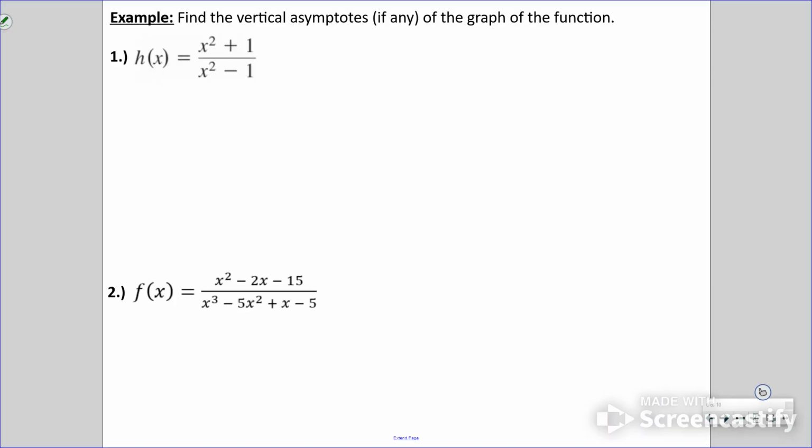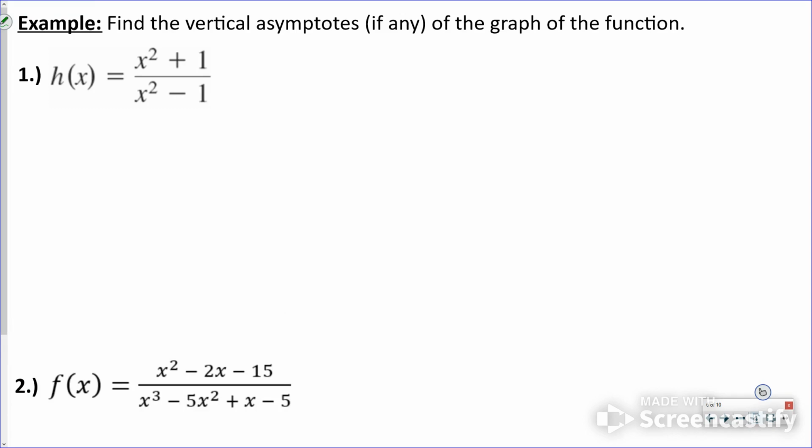So it says, find the vertical asymptotes, if any, of the graph of the function. So you know how to do this the pre-calculus way, okay? You would normally factor your numerator, factor your denominator. The top doesn't factor. It's prime, a sum of squares, but the bottom does. And then anything that's left on the bottom of these are vertical asymptotes.